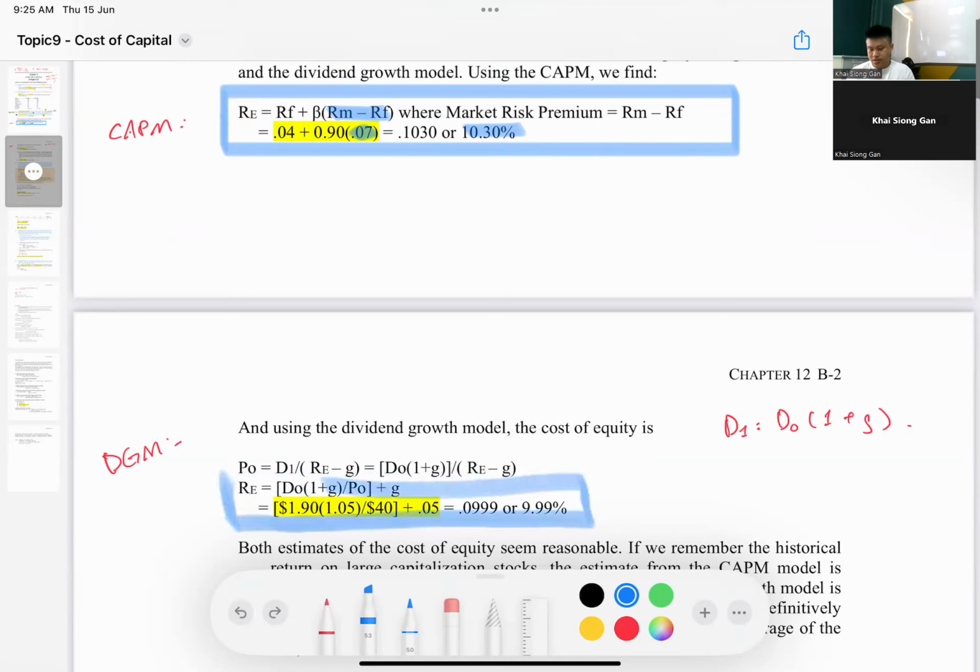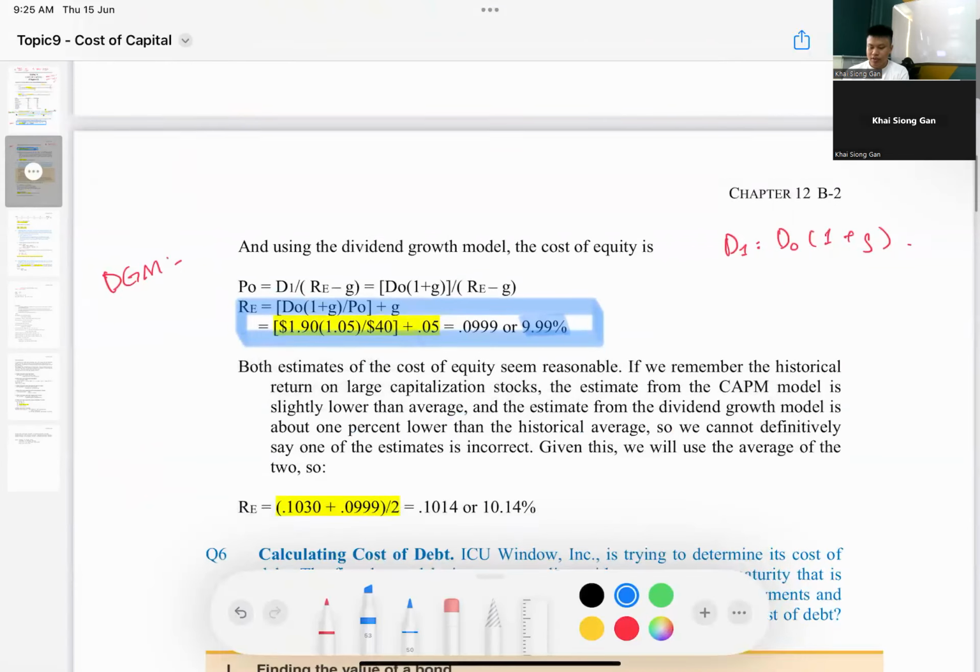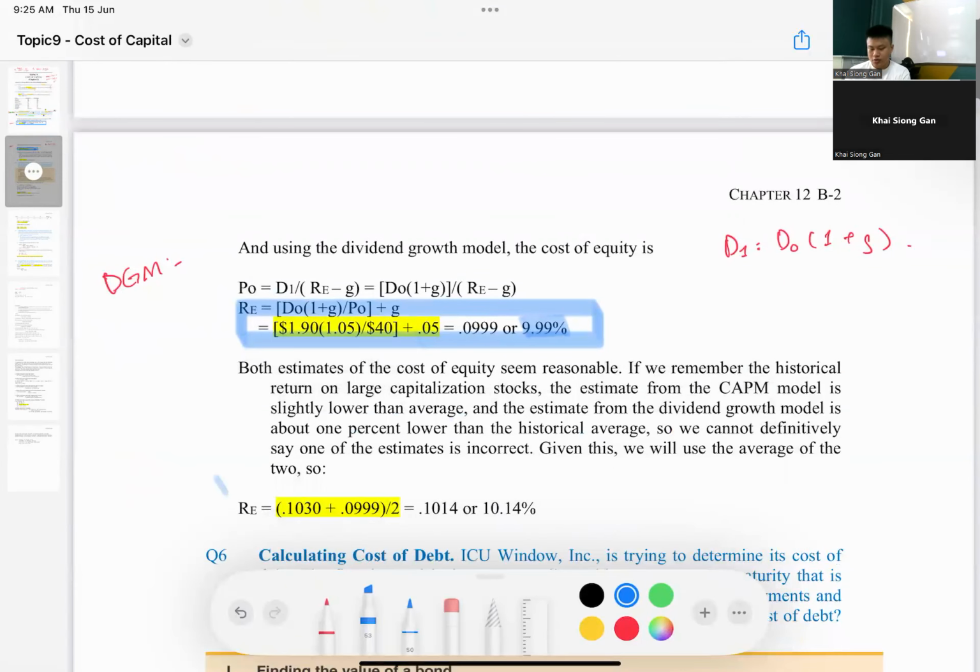So put the numbers in. You can see actually the difference is not much. Just now that one is 10.3%, this one is 9.99%. About that. Okay, so now we have two figures. We want to calculate the average. So we add up these two and divide by 2. Okay, then done. Easy peasy.